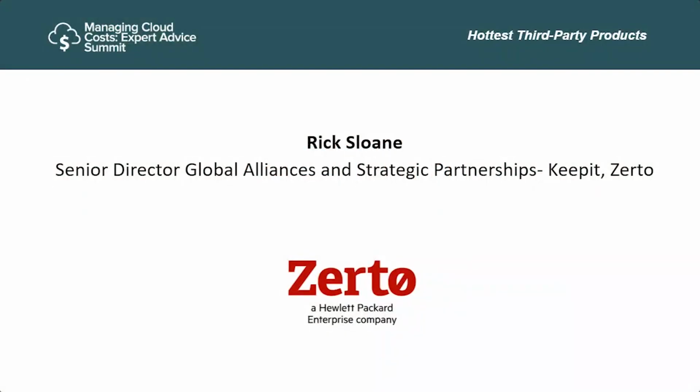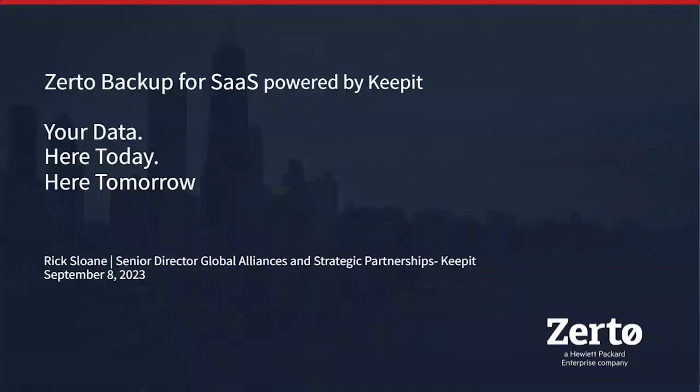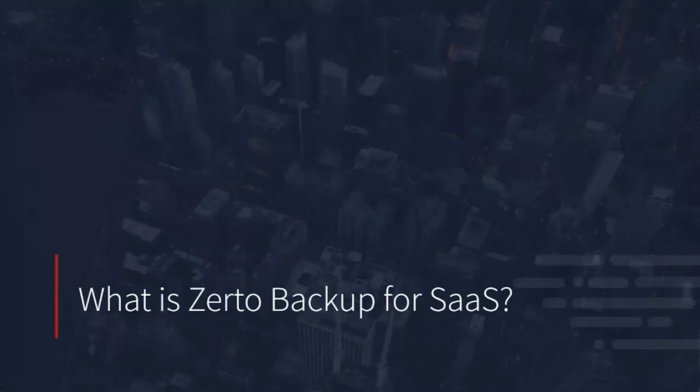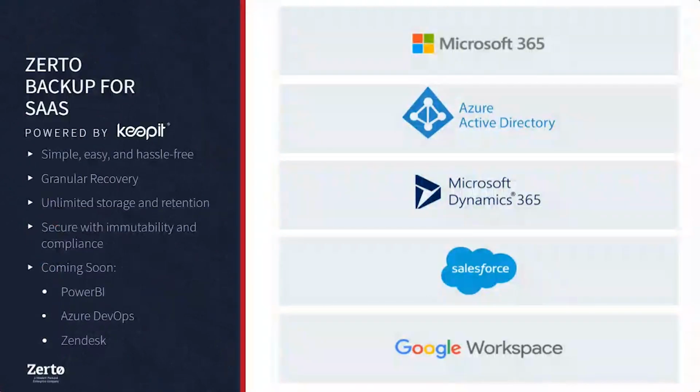So again, I'm Rick Sloane, Senior Director of Global Alliances and Strategic Partnerships. What I want to walk you through, what you've been listening to a lot throughout the day, is around Azure Active Directory, how it can help you, what the benefits are, and really what the product is. So what we're going to talk about is the Zerto backup for SaaS that's powered by Keepit and some of the benefits. Obviously, with Azure Active Directory, it's moving into the Entra ID name branding towards the end of this year, and all of our collateral will adjust accordingly.